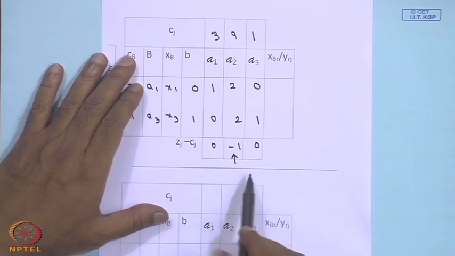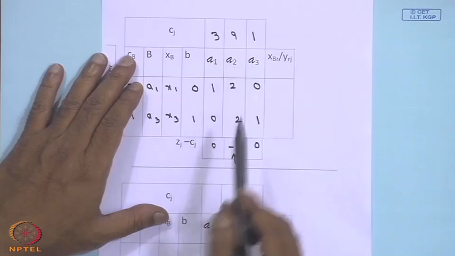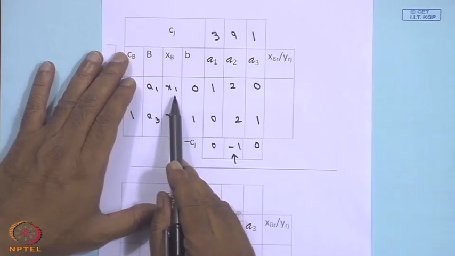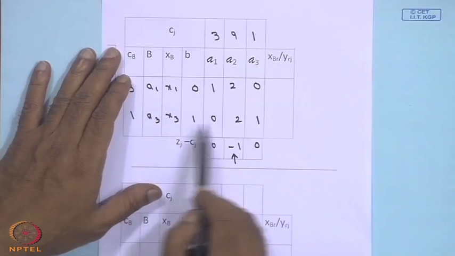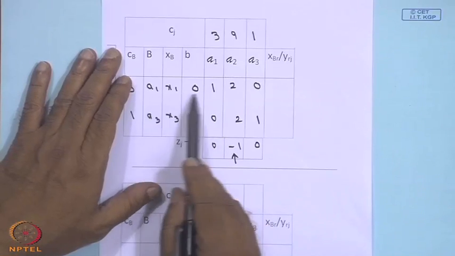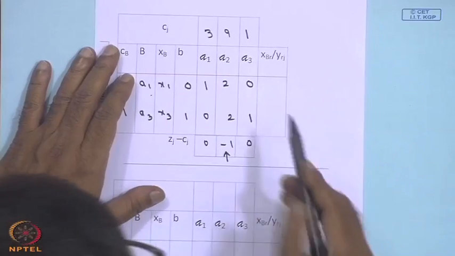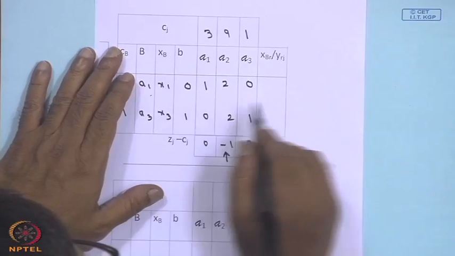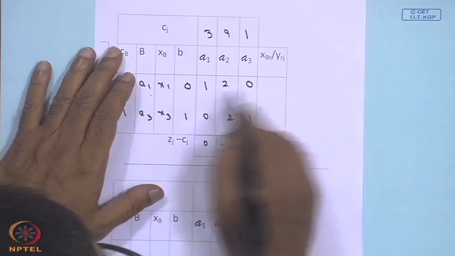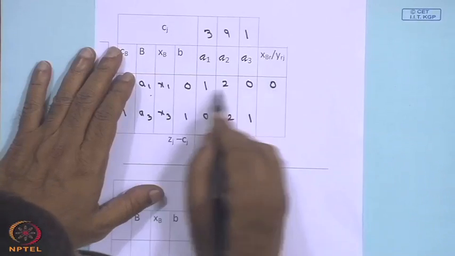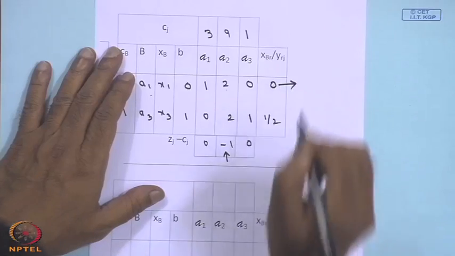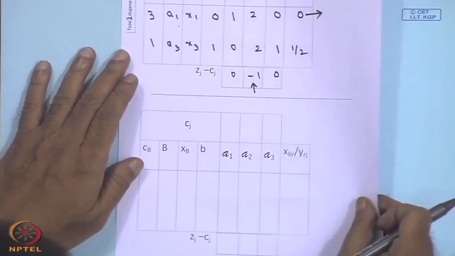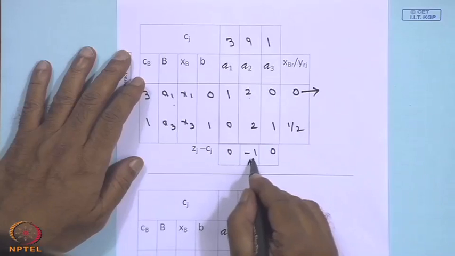If you note this thing, the entering vector is a 2, but in the basis one vector a 1, the b value is 0. Therefore, it is a degenerate problem, because in this table one of the basic variables is equal to 0. Let us see what happens. Let us calculate the ratio. Whenever you are calculating the ratio, this is 0 by 2, 0, this is 1 by 2. So, this is the outgoing vector. So, a 1 will be going out and a 2 will enter.